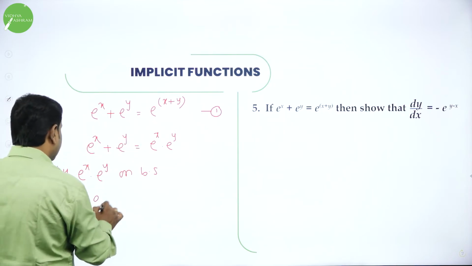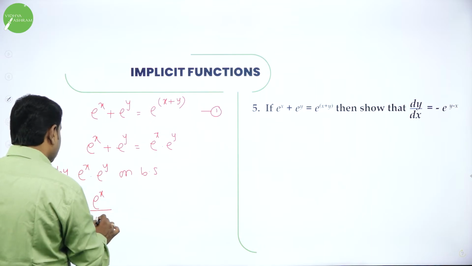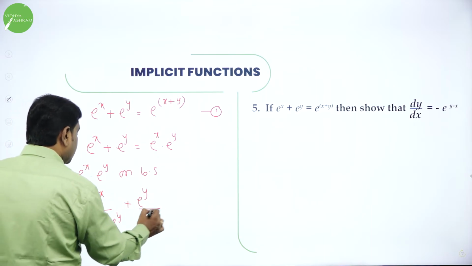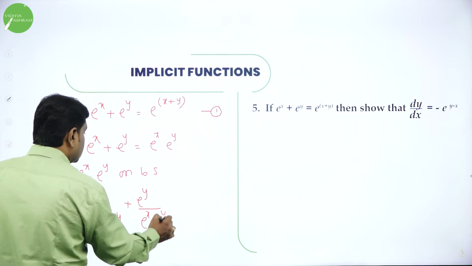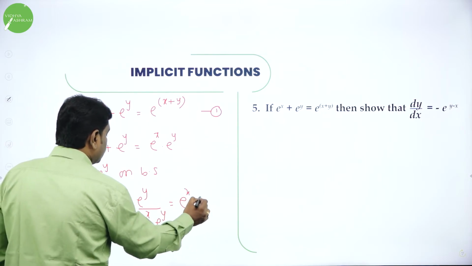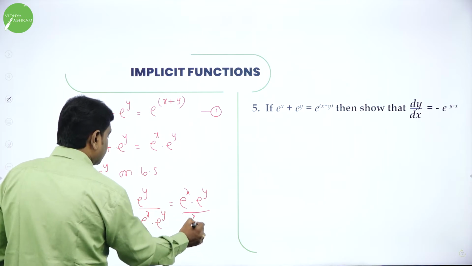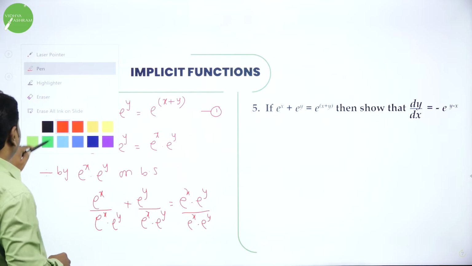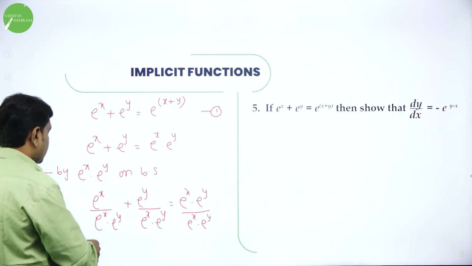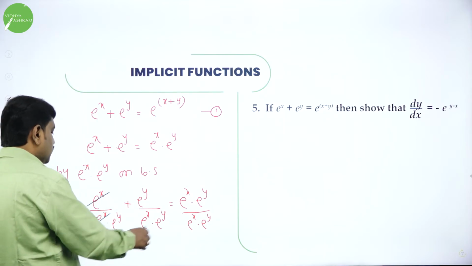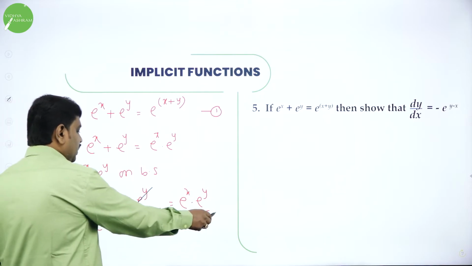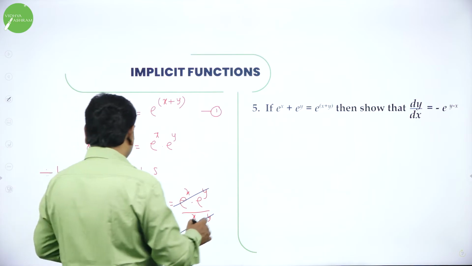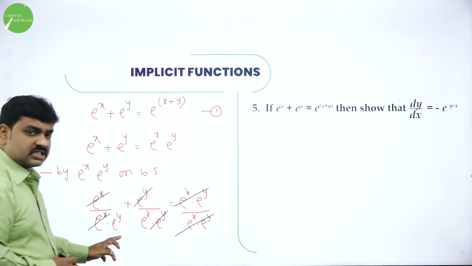So now if I divide, I will get e power x divided by e power x into e power y, plus e power y divided by e power x into e power y, is equal to RHS, e power x into e power y divided by e power x e power y. I am dividing both sides by e power x e power y. So when you divide, what is left out we will see. Now I can cancel e power x, I can cancel e power y, I can cancel both the terms. After doing so, 1 by e power y is left out.